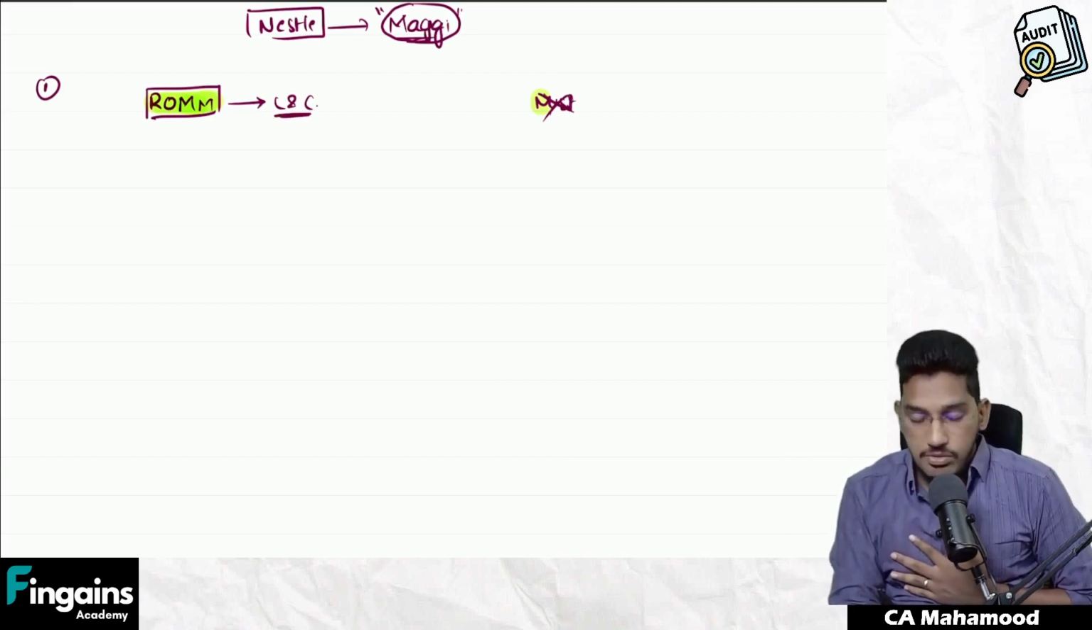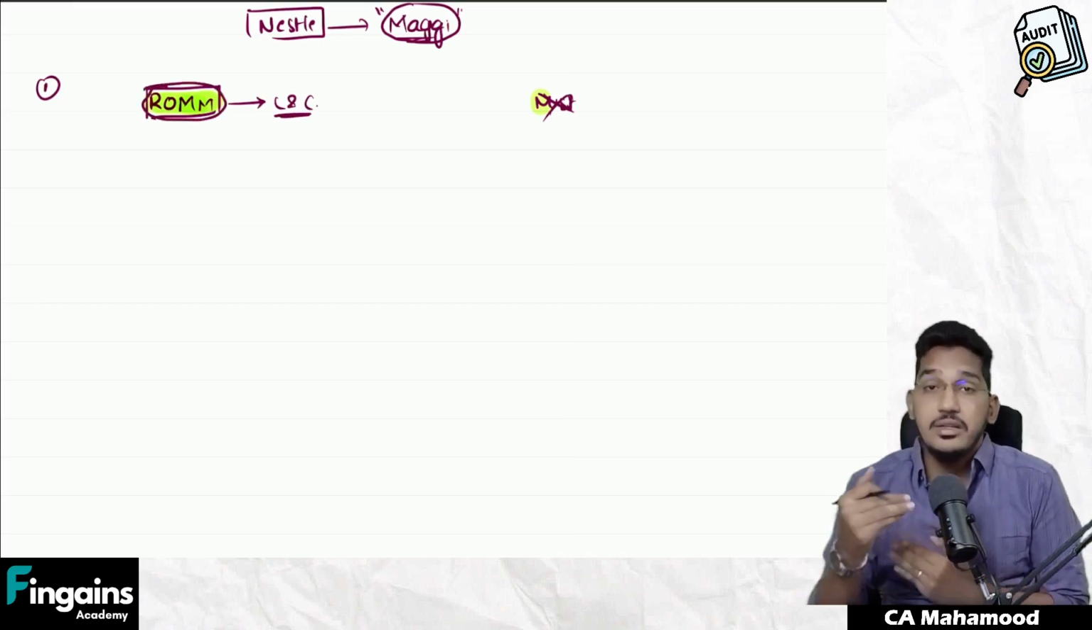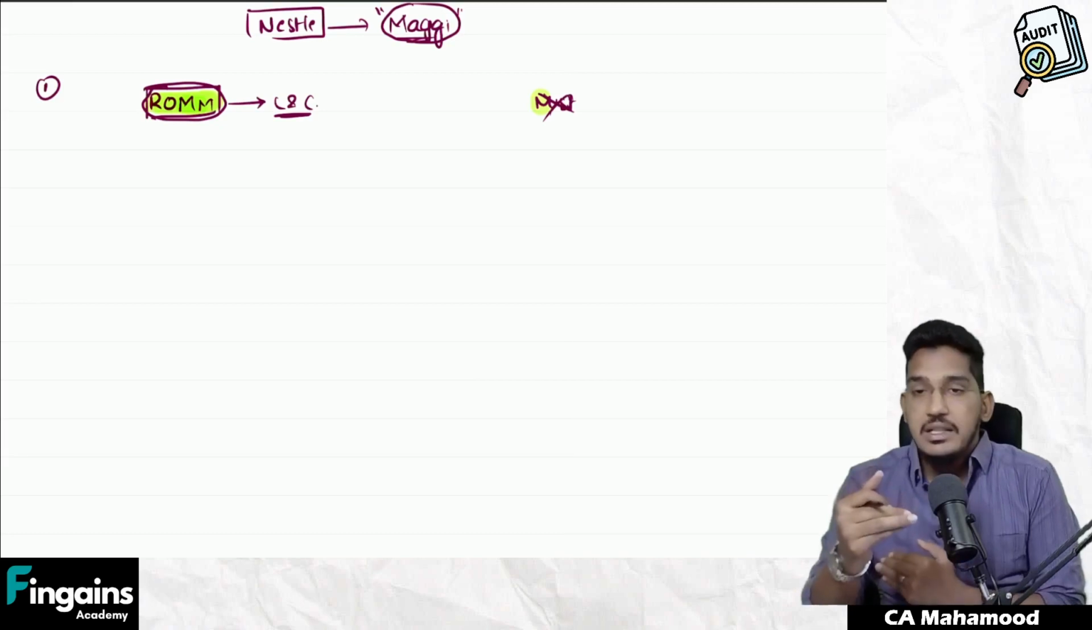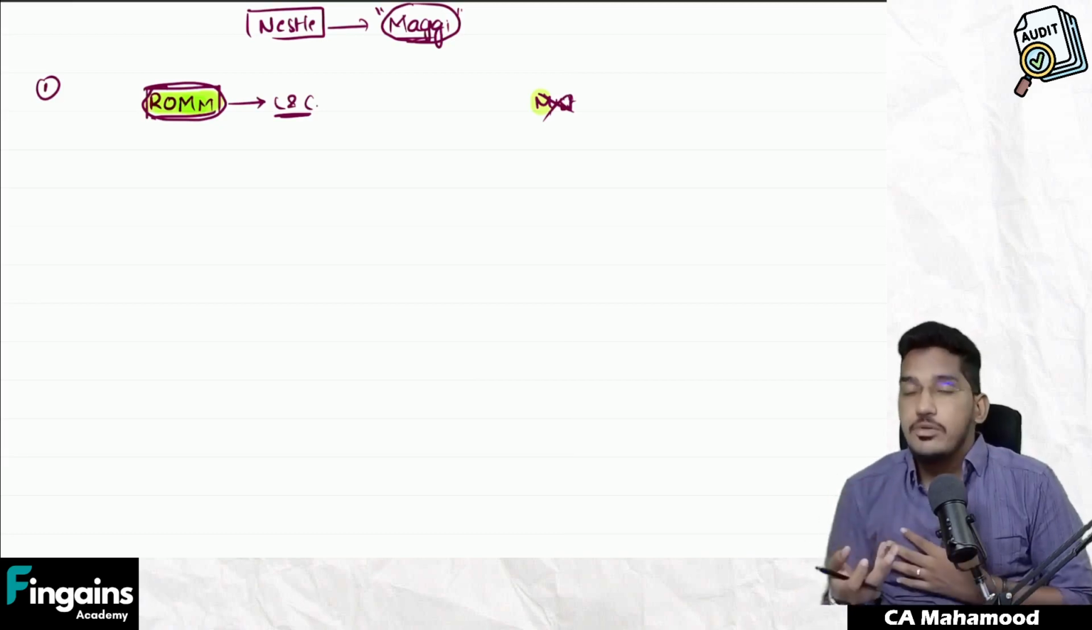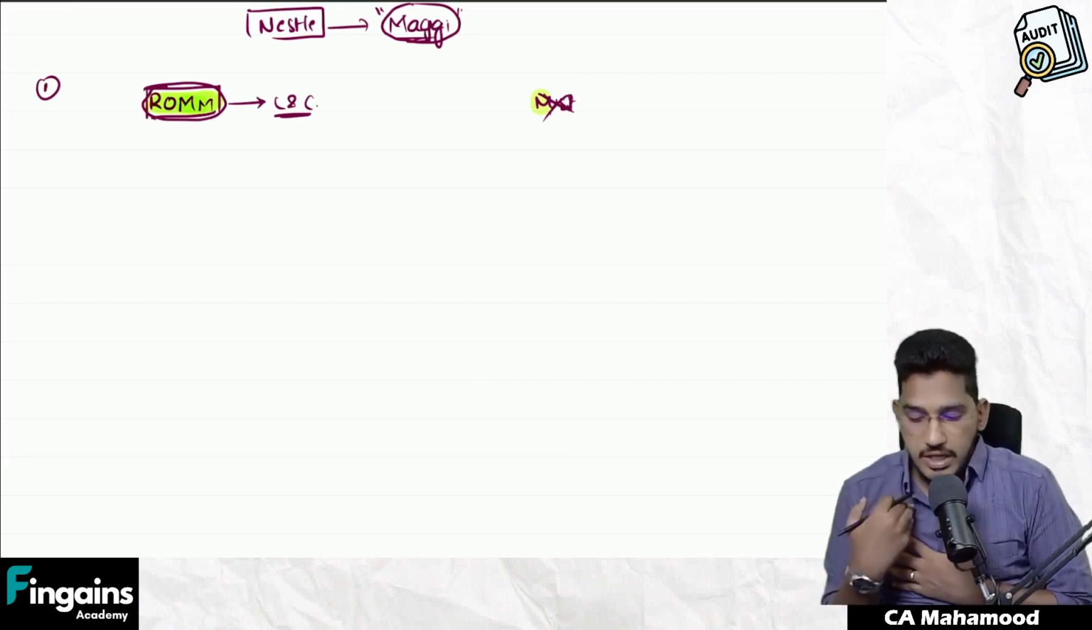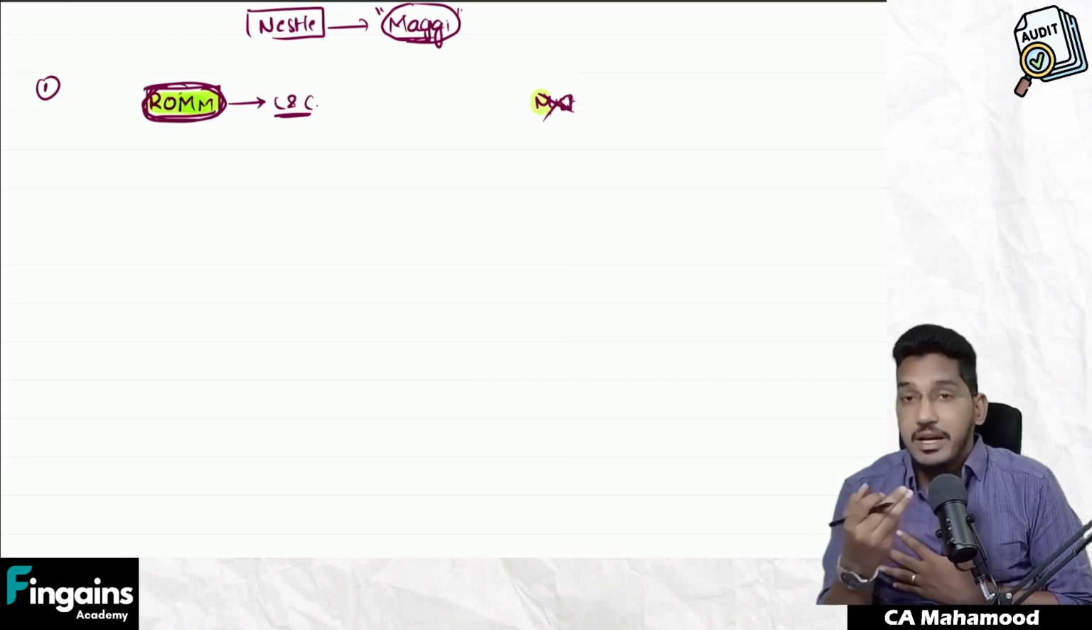Sir, how can I find out whether there is any chance of misstatement, whether there is any risk of material misstatement in the litigations and claims? How can I find out, sir? The standard is telling me to find out the risk of material misstatement in the litigations and claims. But how can I find it out, sir?